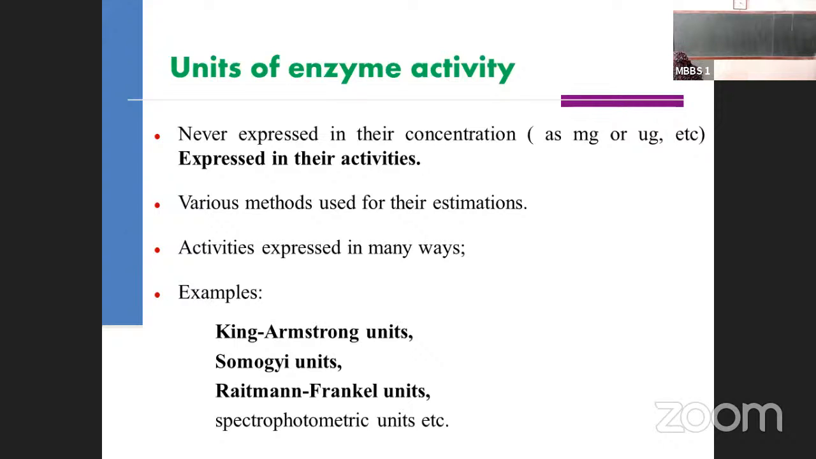So what are the units we use? We use the Katal, King Armstrong unit, Somogyi unit, then Reitman Frankel unit, and other units, spectrophotometric units. We have to learn here about the units used for enzyme activity. So what are the units? One is the Katal, then King Armstrong unit, Somogyi unit, Reitman Frankel unit, then spectrophotometric units. These are the different units we use for the activity of the enzymes.